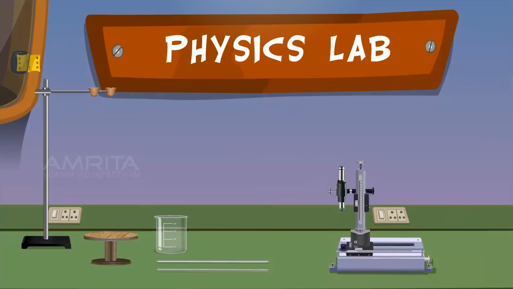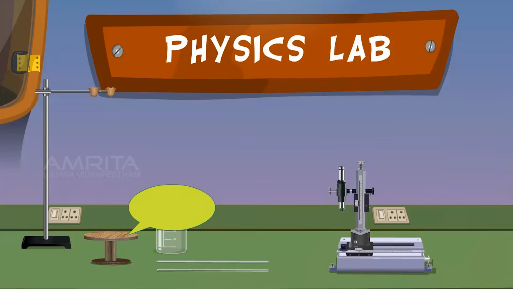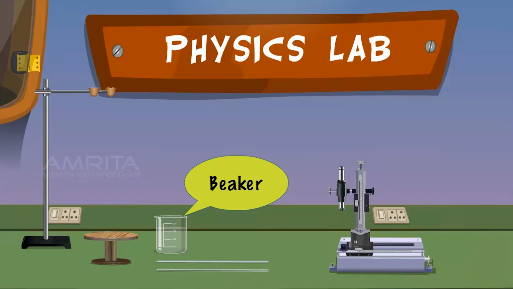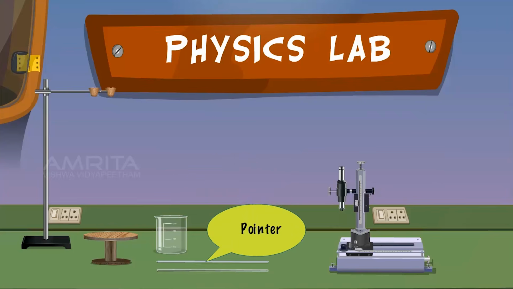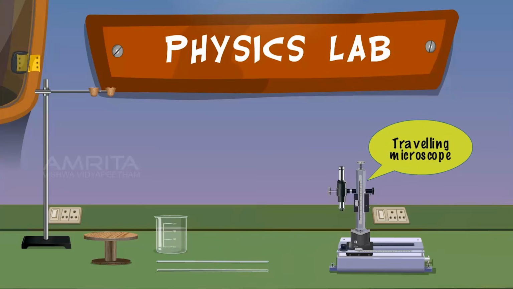To do the experiment, we require the following: retort stand, cork, wooden stand, beaker containing water, pointer, capillary tube, and traveling microscope.